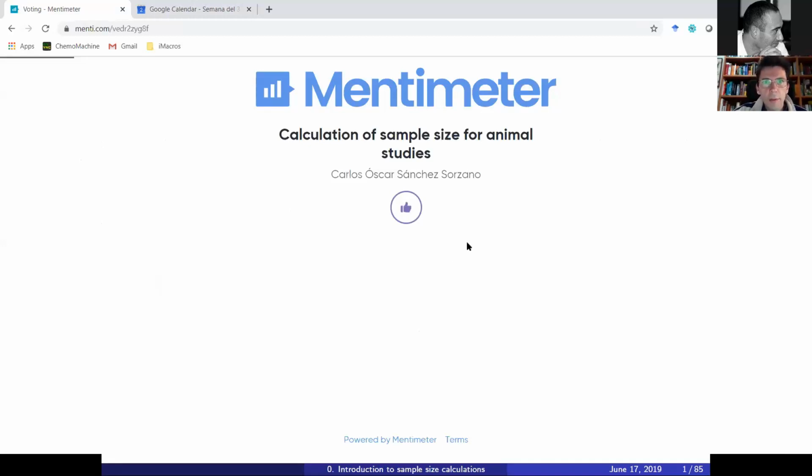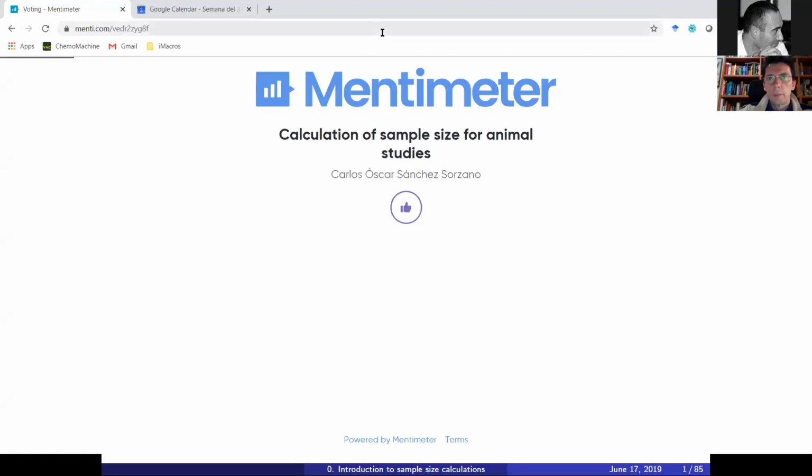Yes, I'm putting the web link and the code in the chat room, so everyone can click there and add the code. And I can see that 4 persons are already there, at least 5. So I will pass the questions.